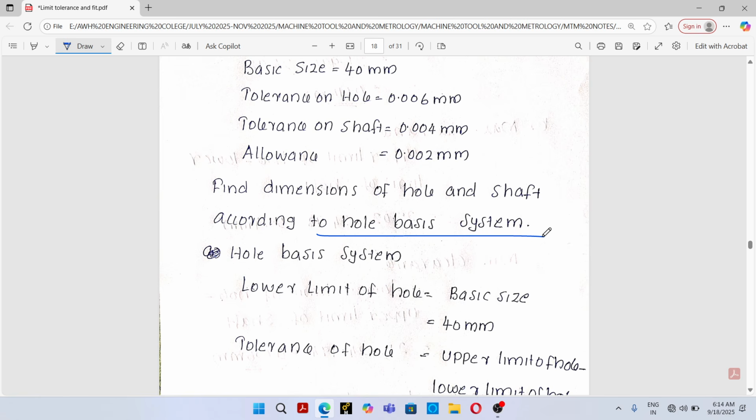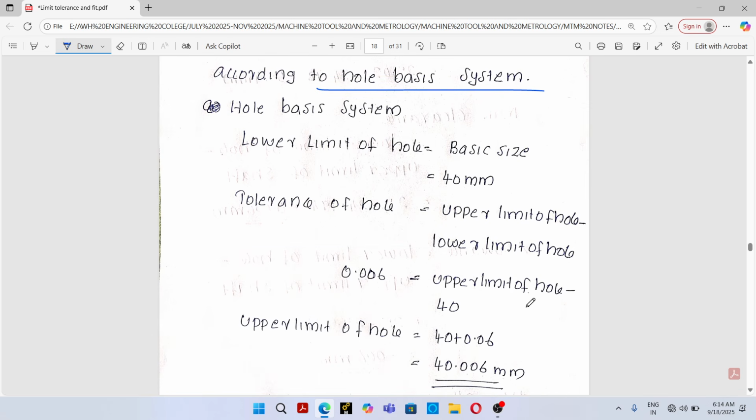In the case of the hole base system, the lower limit of hole is equal to the basic size. So lower limit of hole is equal to basic size, that is 40 mm. Tolerance of hole means upper limit of hole minus lower limit of hole. The tolerance of hole is given as 0.006.